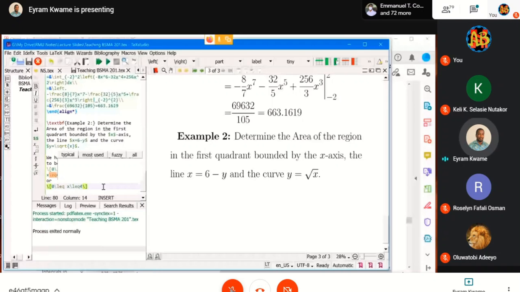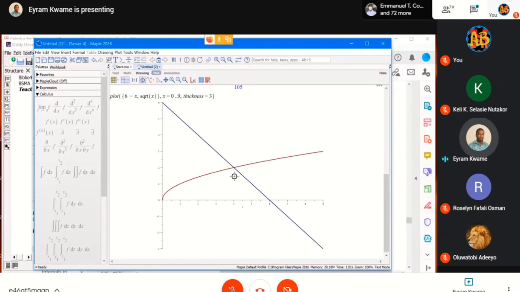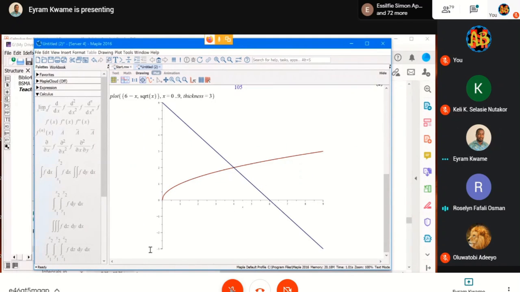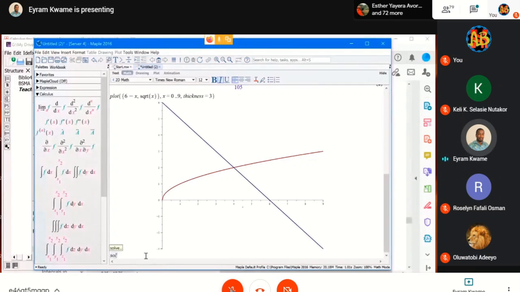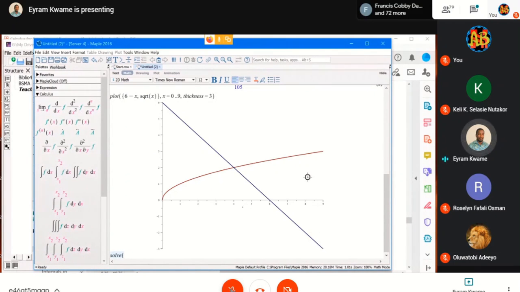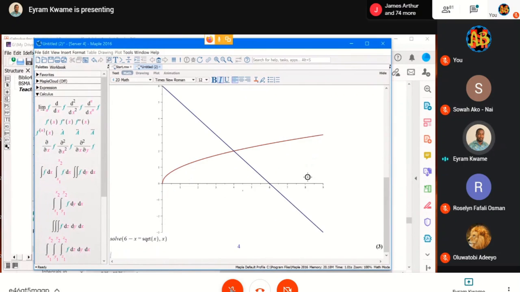If I move from 0 to 4, assuming this point, the point of intersection, has somebody solved it? Is it actually 4? I can actually solve that anyway. I can solve 6 minus x is equal to square root of x for the value of x. Yeah, it's 4, so that is perfect. If I solve that, I get 4.